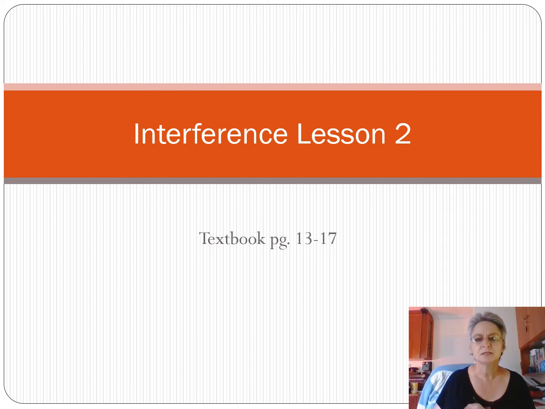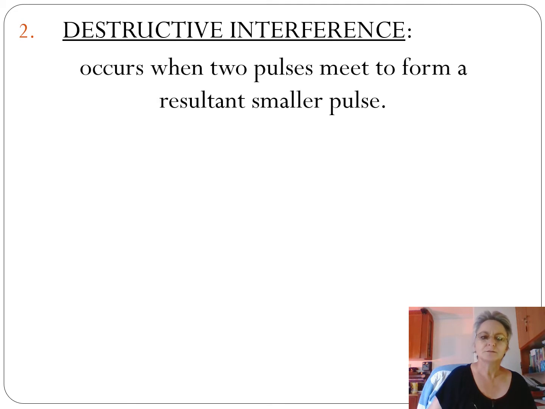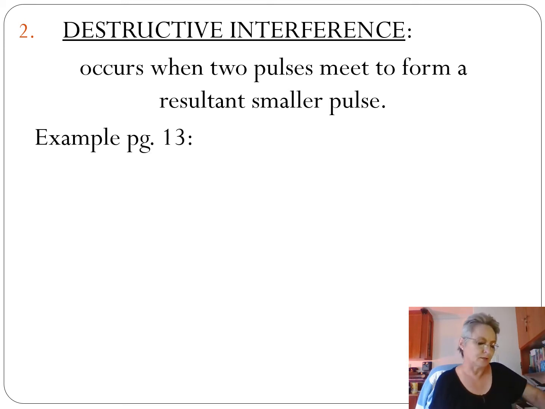Welcome back. This is lesson 2 on interference, and we will discuss destructive interference in this video. So, destructive interference occurs when two pulses meet to form a resultant smaller pulse. And we will look at the example on page 13.